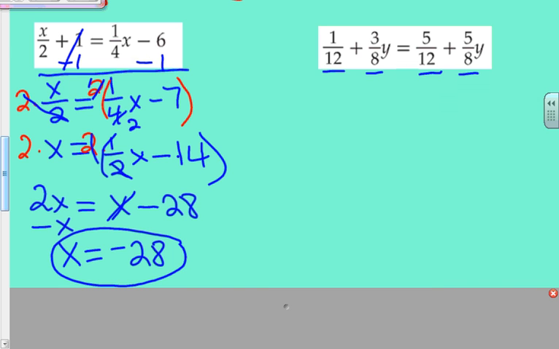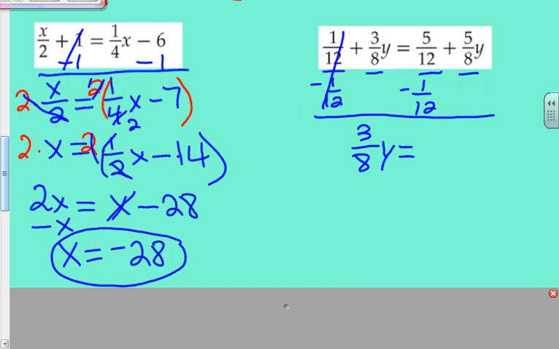First thing I'm going to choose to do, I'm going to subtract this 1/12 on both sides. So when I subtract 1/12 here, they cancel. When I subtract 1/12 here, I have 3/8 y left equaling 4/12 plus 5/8 y. Now, of course, 4/12 can simplify to 1/3, and we want to simplify them whenever we can.